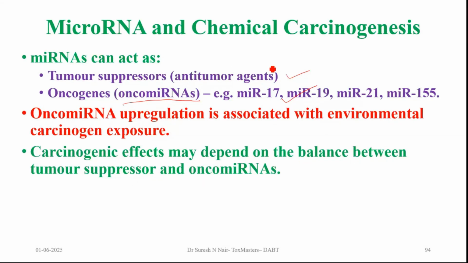So these miRNAs are the inhibitors of tumor formation, whereas the onco-miRNAs are responsible for the development of the tumor, the initiation and the progression of the tumors. In the body, there exists a balance between these two miRNAs. And when the tumor suppressor miRNAs go down, or when these oncogenes go up, that will result in the process of carcinogenesis.